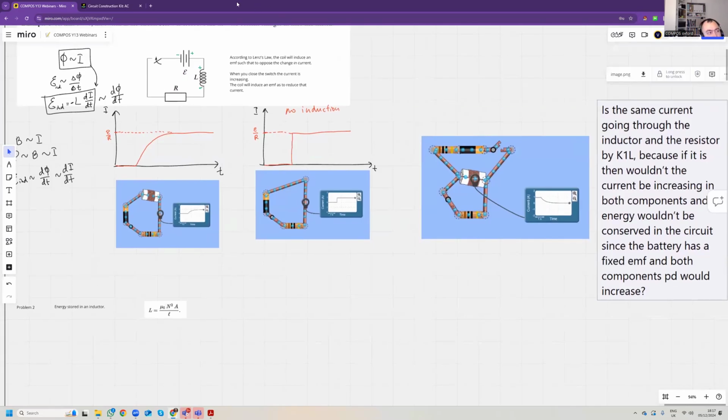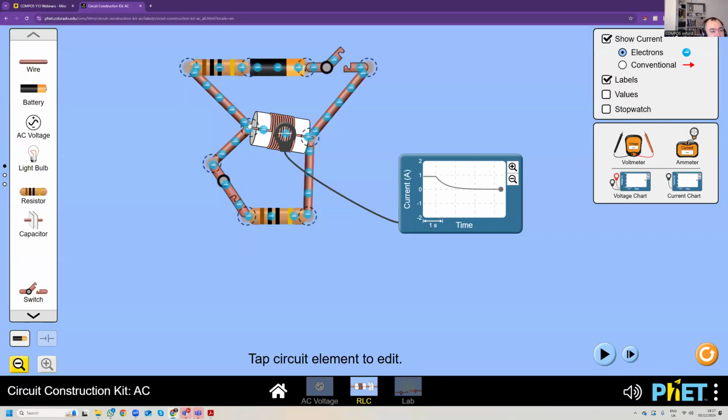I'm not sure what you are referring to, because if we just take this circuit, the current is increasing. It's in the opposite direction. So the current is increasing. I wonder how it shows the direction. Just like that. The current is increasing in both, of course, but then it stops increasing.